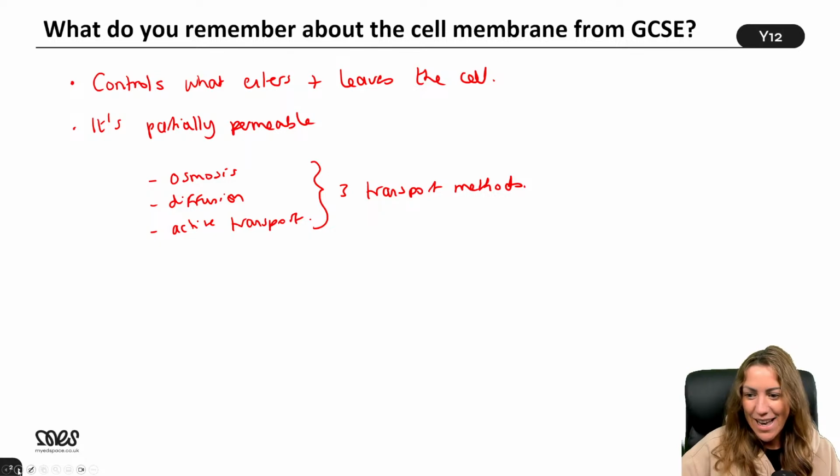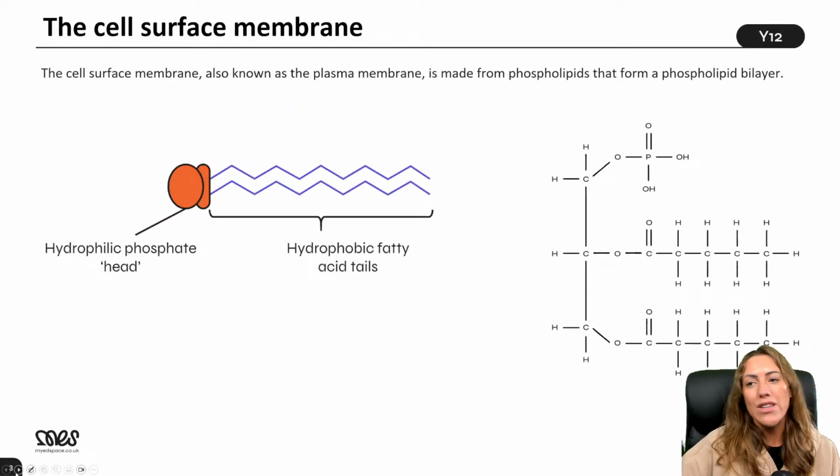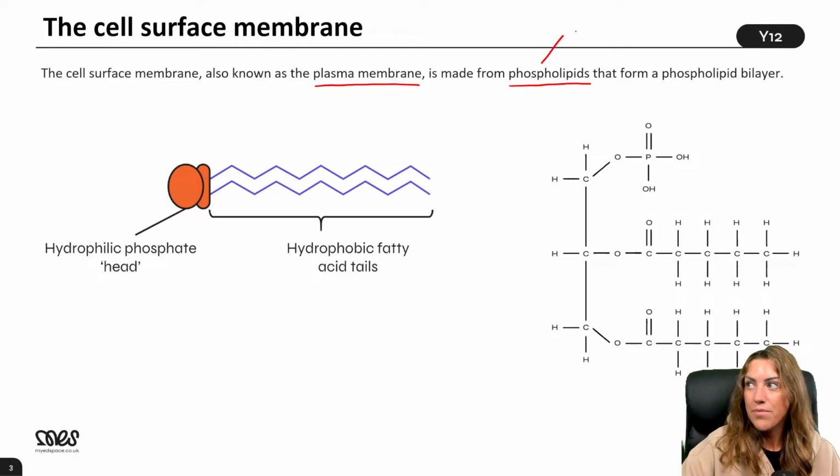Okay, so what we're going to learn that's new then is the cell surface membrane, which at A level you can refer to as the plasma membrane if you want to, or you can just say cell surface membrane. It's made from phospholipids, okay? So these are a type of lipid. Just remind me, what is a lipid? What type of molecule is a lipid?